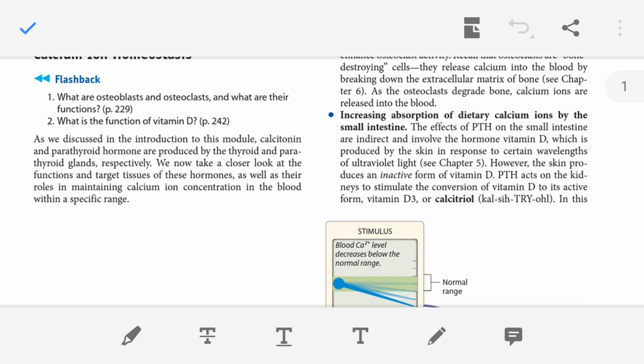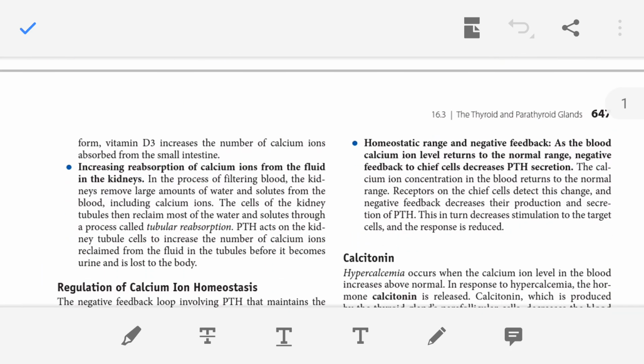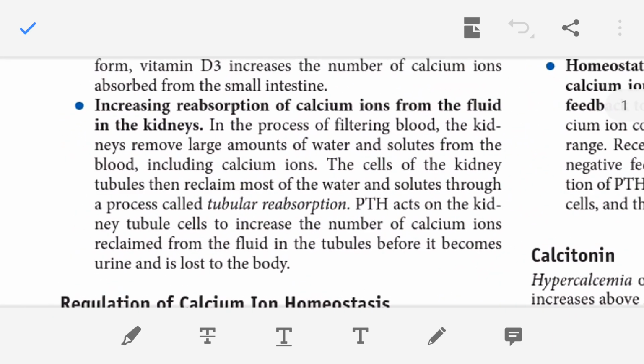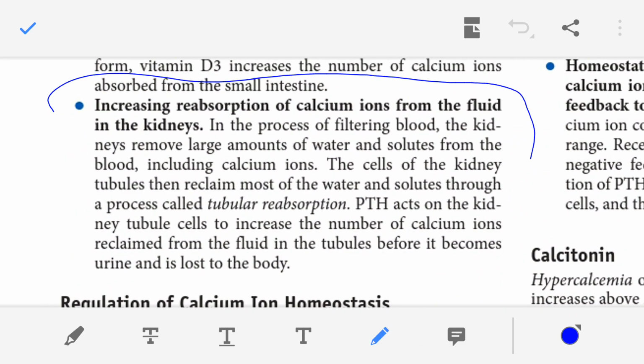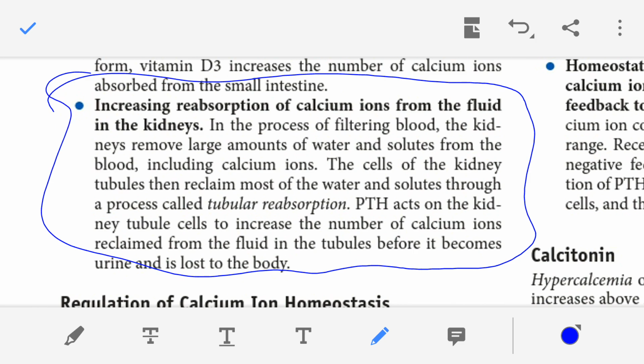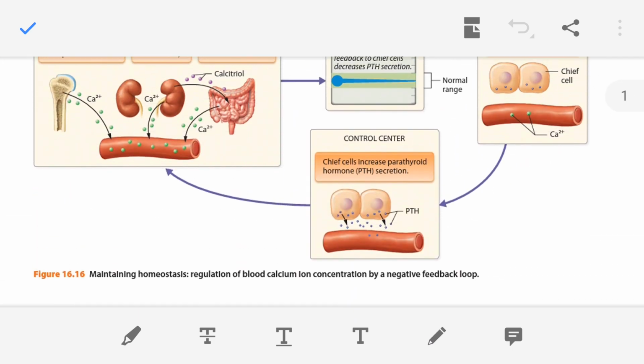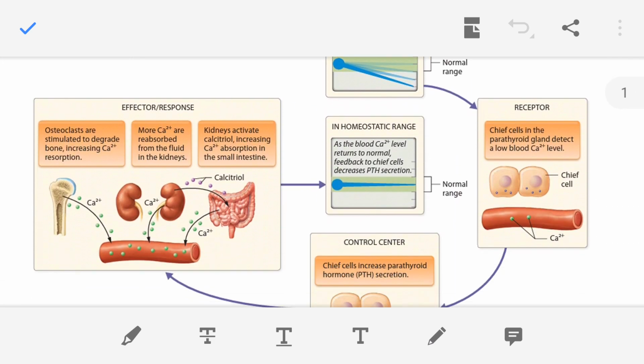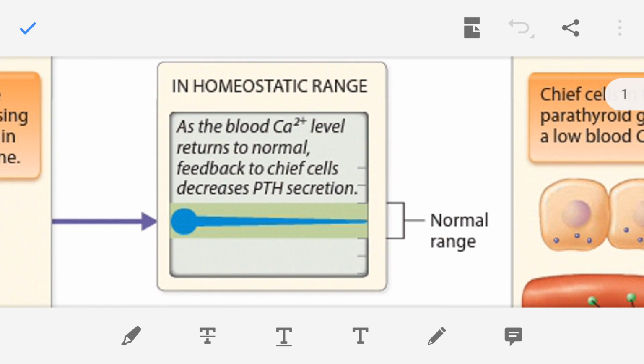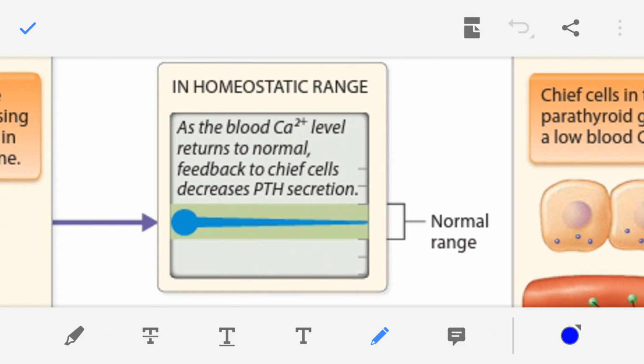So this is the meaning of this point. This point is written over here and I have explained it. You can read this point, tubular reabsorption. Now here is one concept map. In the center, the normal range is shown, the normal condition.